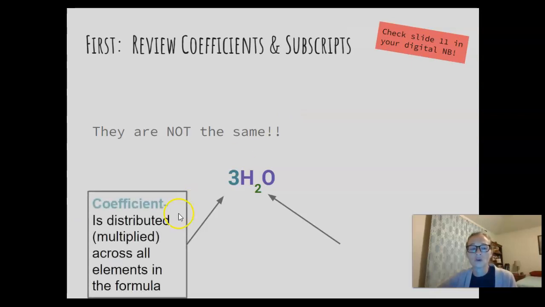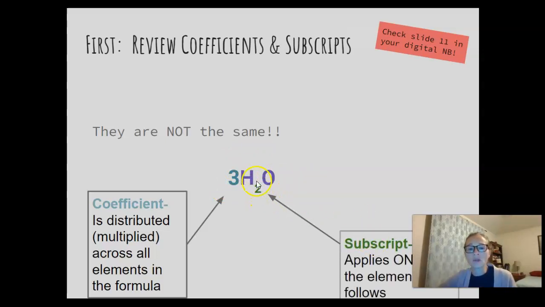So just to review, your coefficient is the big number in front of the formula. It is distributed, meaning multiplied, across all the elements that follow it in that formula. So this 3 gets distributed to the H's and the O's. Subscripts only apply to the element that it follows. So this 2 belongs to the H, nobody else.